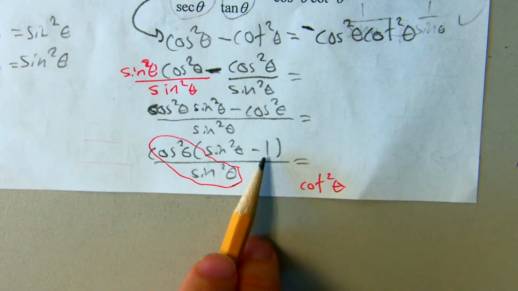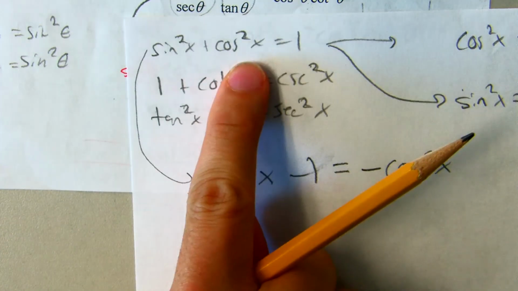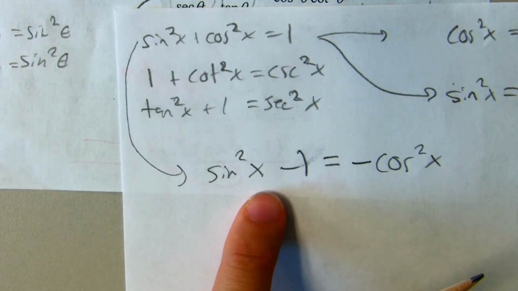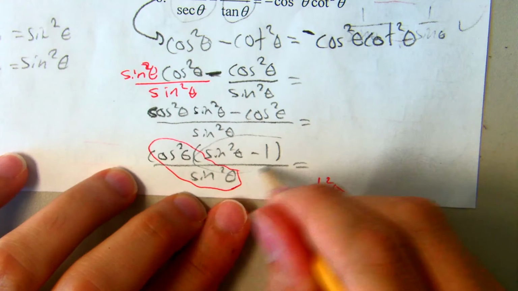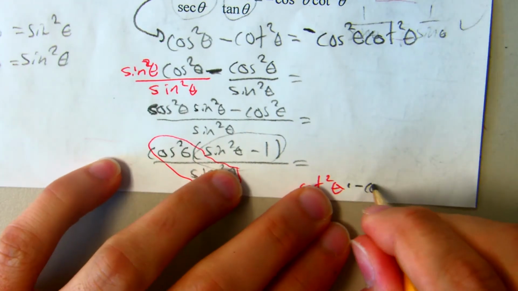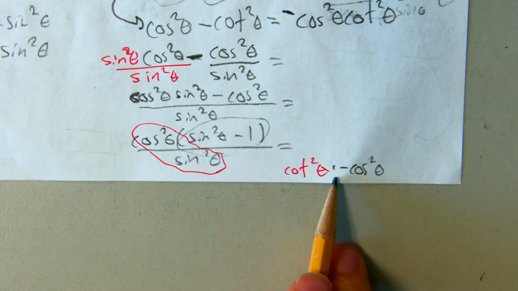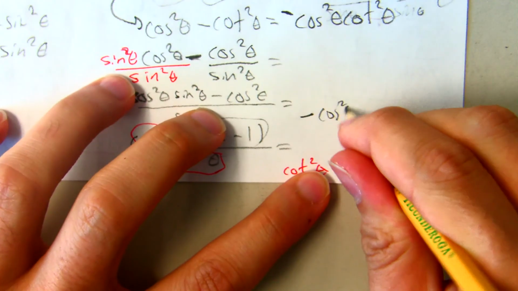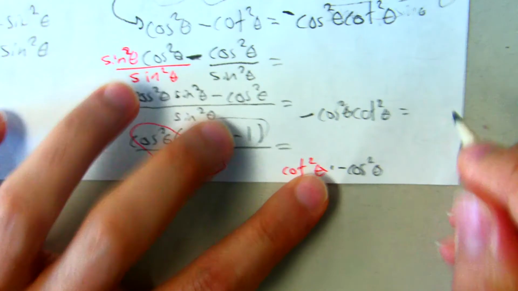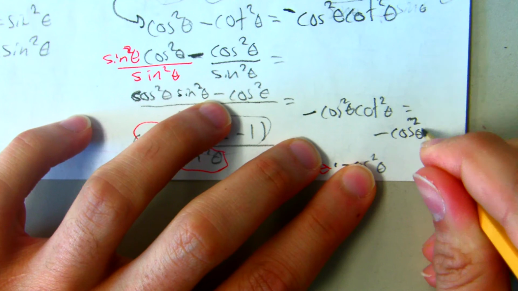And sine squared minus 1, I have to be very careful with this. If I take the first Pythagorean identity and I solve it for sine squared minus 1, I can replace sine squared minus 1 with negative cosine squared. Now I'm not subtracting them, now I'm multiplying. So now I've got negative cosine squared times cotangent squared, which is what the right side has said the whole time.